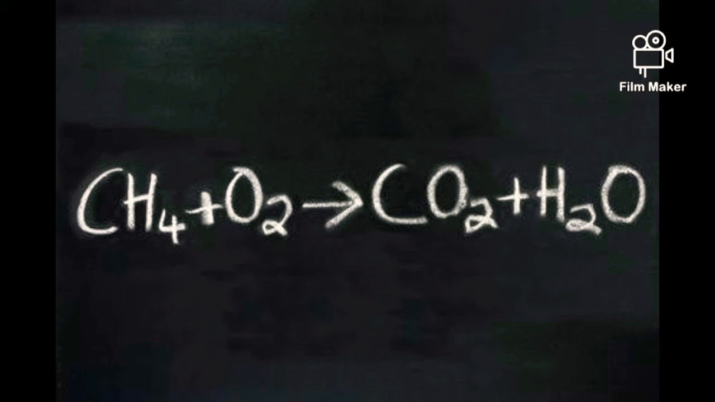The symbols and formulae of the substances formed, or products, are written on the right-hand side of the equation with a plus sign between them. An arrow sign is put between the reactants and the products. Physical states of the reactants and products are also mentioned in a chemical equation.